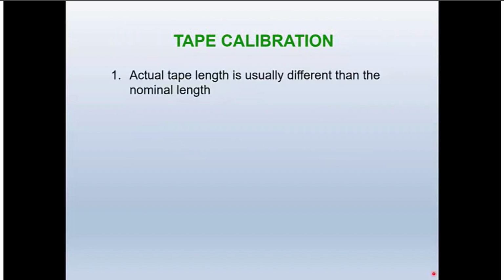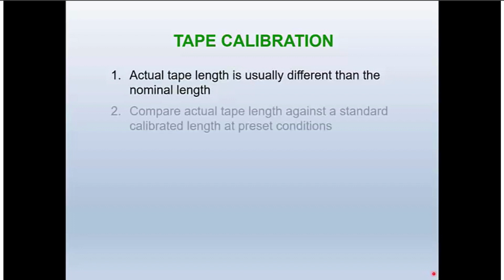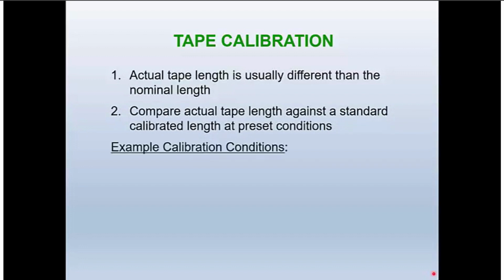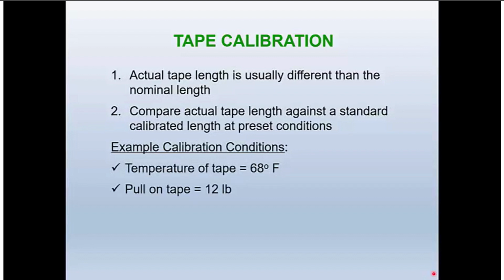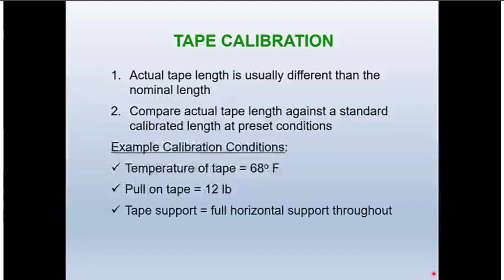Tape calibration is necessary before we do any precise taping. The actual tape length is usually different than the nominal length, and so we must find out how long the tape really is compared to a standard of 100.0000 feet. We'll take that tape and compare it against the standard calibration length at preset conditions. Example calibration conditions include temperature of the tape at 68 degrees Fahrenheit, pull on the tape, commonly 12 pounds pull, and the tape support commonly is fully horizontal support throughout.